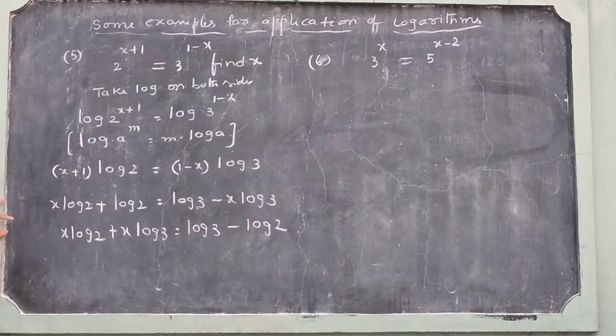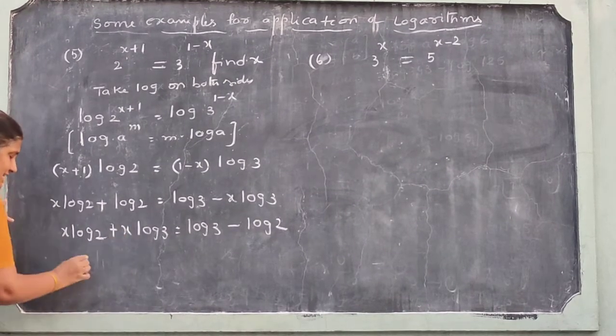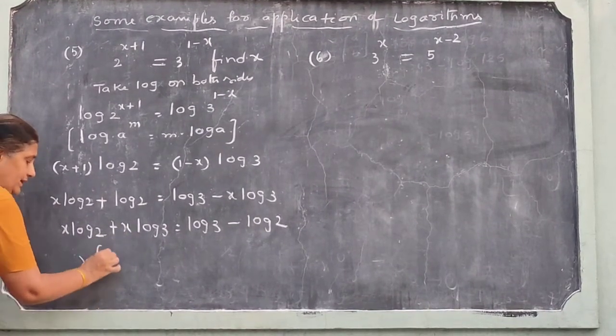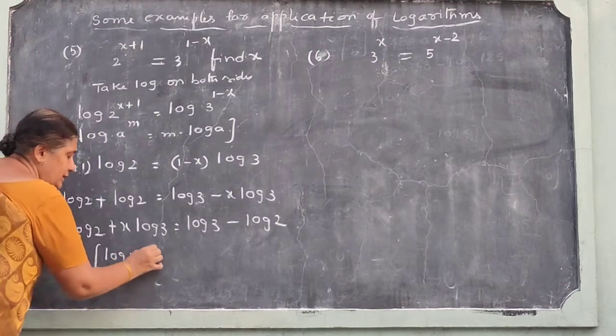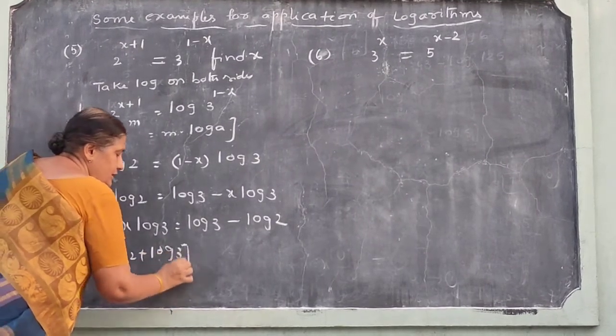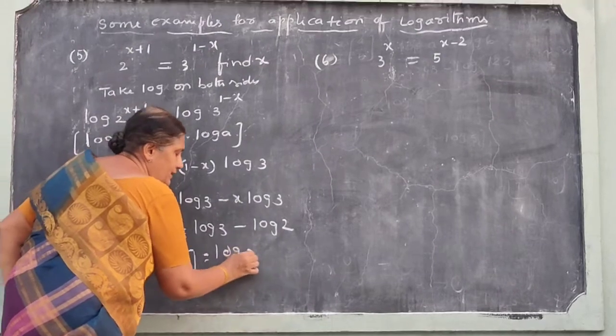What is the common variable in these two? In LHS, x. Take x common. What is the remaining one? Log 2 plus log 3. This one does not change, I rewrite it as it is. Log 3 minus log 2.